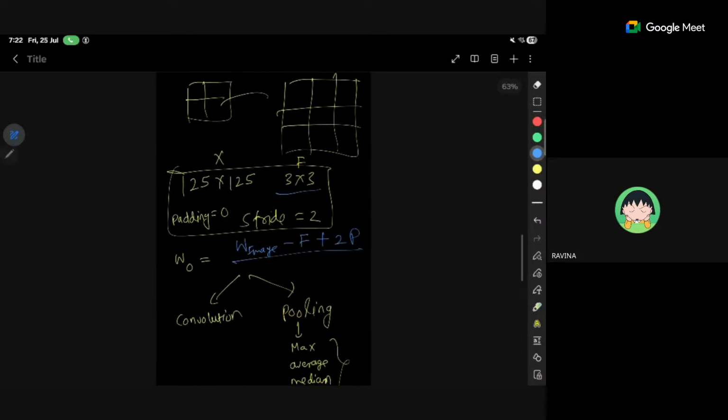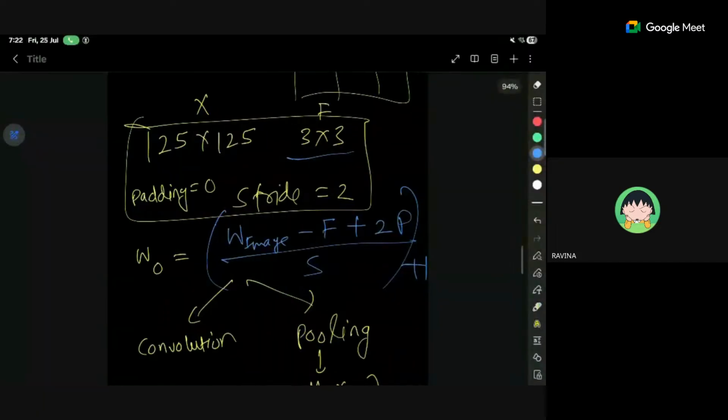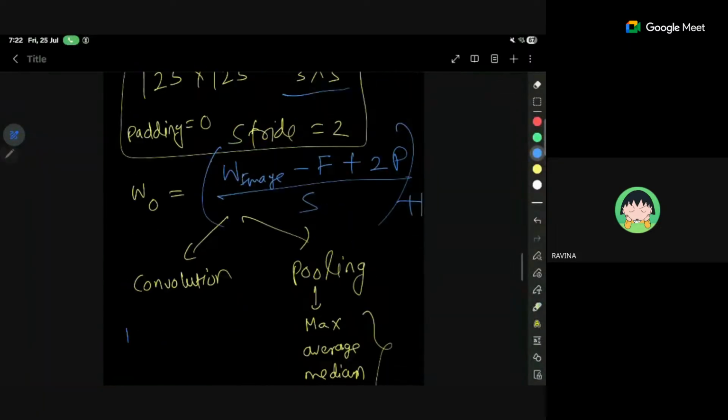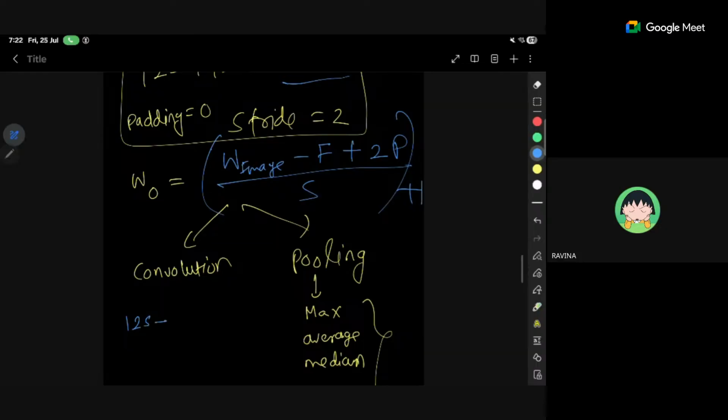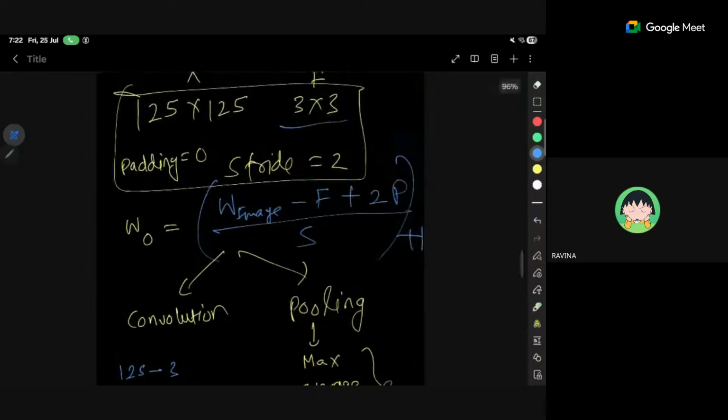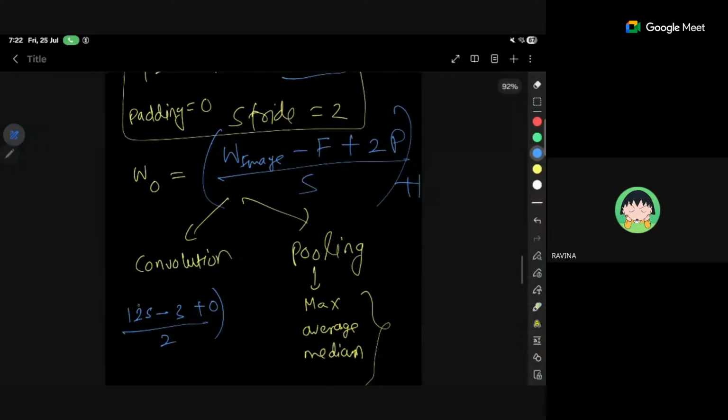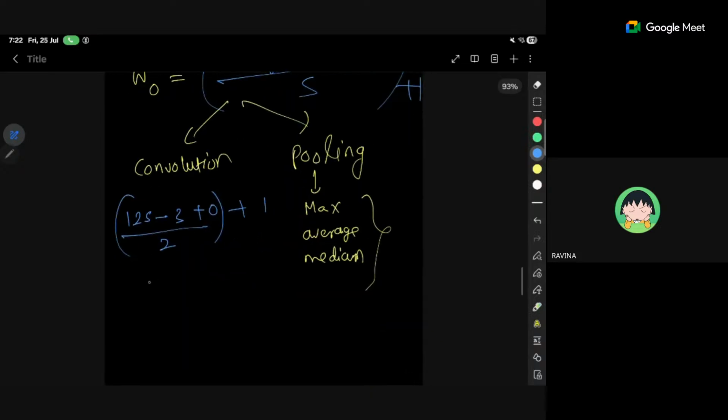Then I have to divide by stride. Whatever the stride is, I divide by that, and I add 1 on top of that. If I do that, I'll get the width of the output. So in our case, it is 125 minus the filter size 3, and there was no padding. I'll divide it by 2, and I'll add 1. So this is 122 by 2, which is 61, plus 1, which is 62. So the output I'm going to get is of size 62.